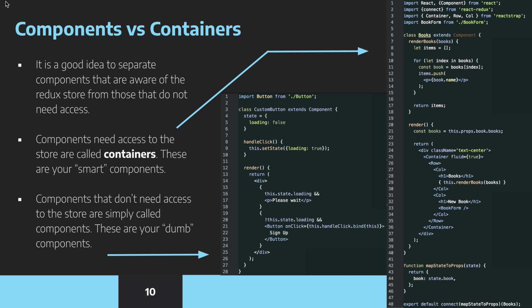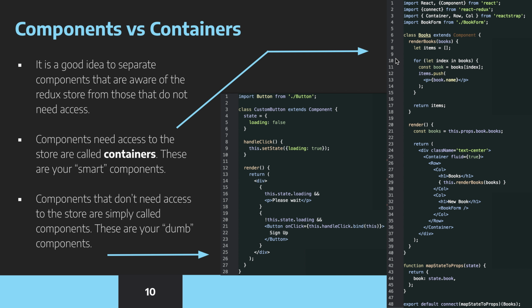So components versus containers. It's a good idea to separate components that are aware of the Redux store from those that don't need access. Components that need access to the store are called containers, and these are your smart components. Components that don't need access to the store are simply called components, and these are your dumb components.